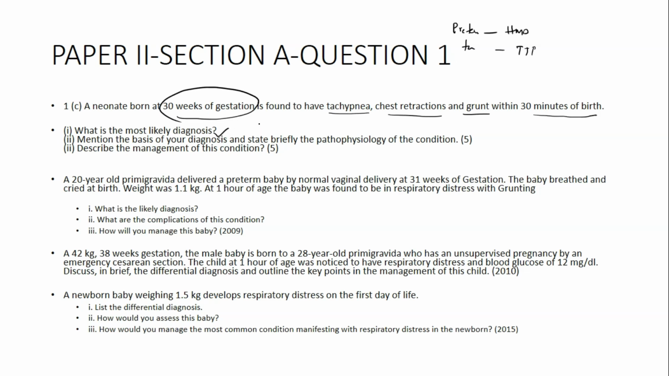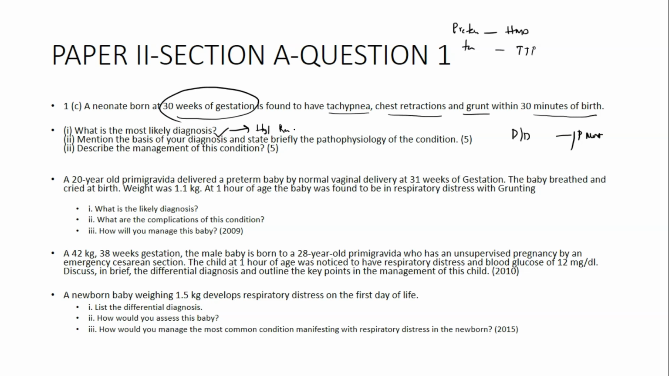Now, most likely diagnosis: when you're starting the diagnosis, make sure that you start with DD, then give the provisional or most likely diagnosis. Okay, DD can be respiratory distress of cardiogenic or non-cardiac or respiratory causes. Mention all the relevant causes. Then support your diagnosis. My most likely diagnosis in this case is hyaline membrane disease or respiratory distress disease.